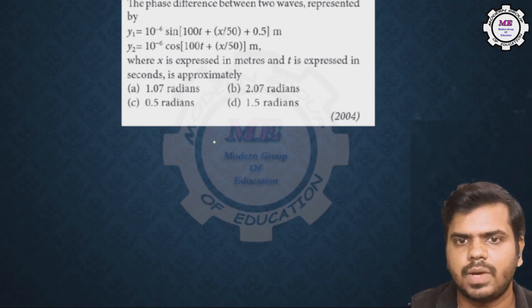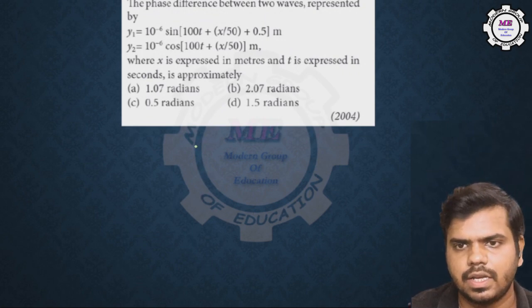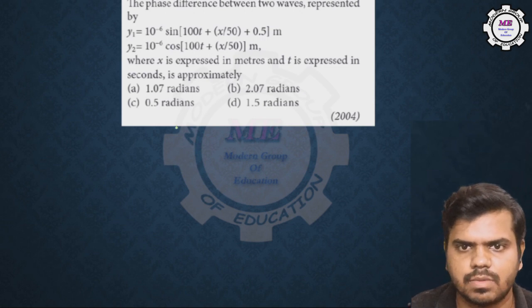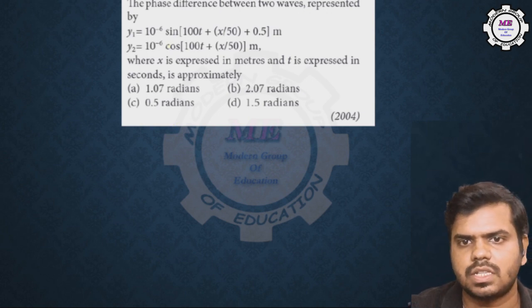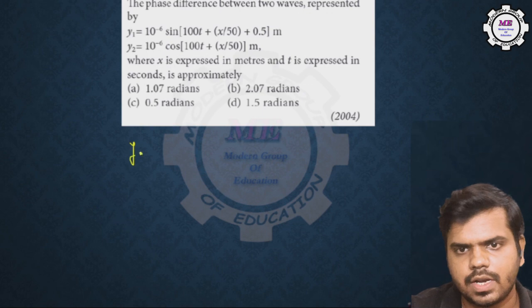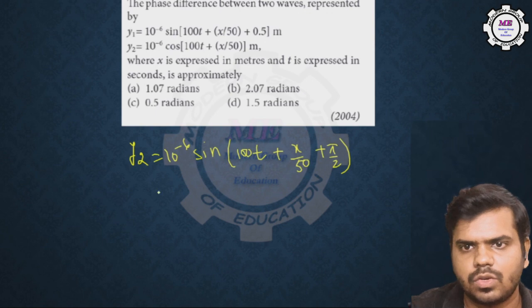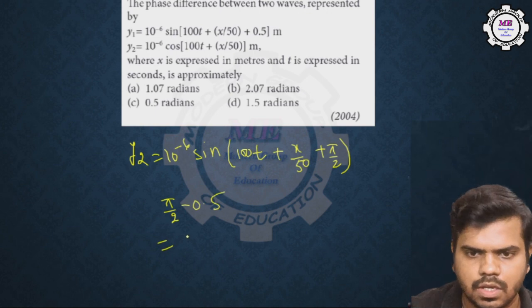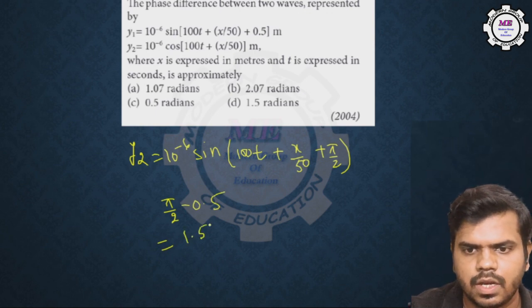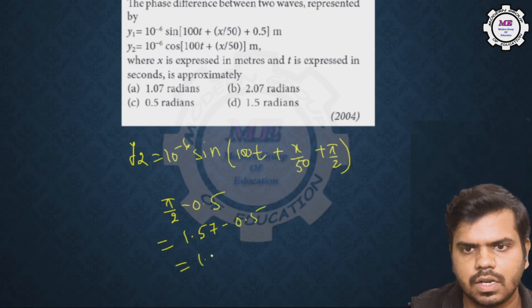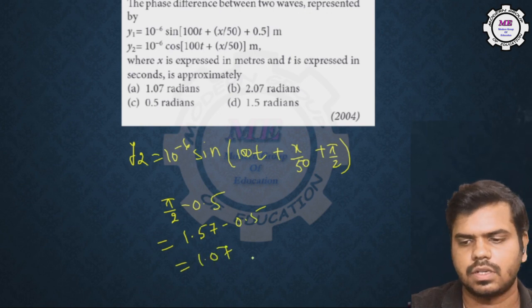The phase difference between two waves represented by y1 equal to 10 to the power minus 6 sine something and y2 equal to 10 to the power minus 6 cos something, where x is in meters and t in seconds. First of all, you have to change the cos to sine. So y2 we can write as 10 to the power minus 6 sine of 100t plus x by 50 plus pi by 2. Now the phase difference is pi by 2 minus 0.5. Pi by 2 means 1.57, and minus 0.5 gives 1.07 radian. So option A is correct.